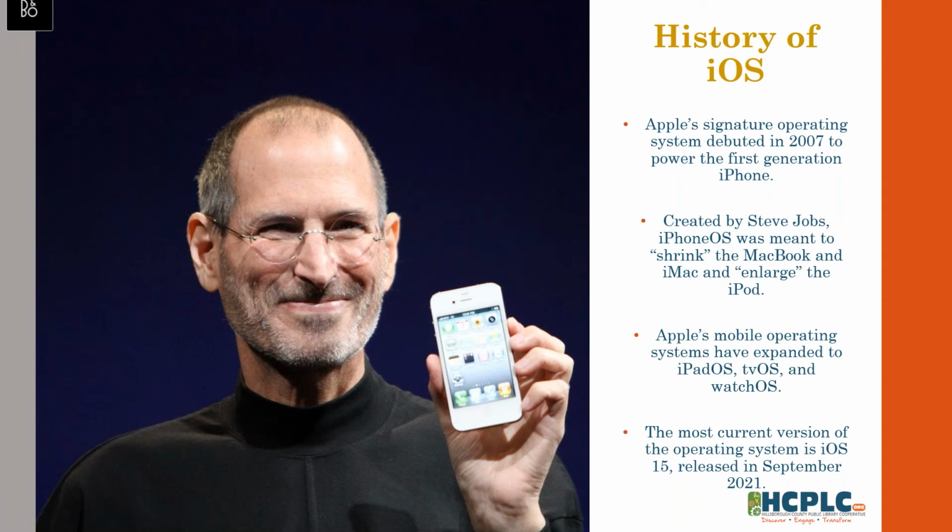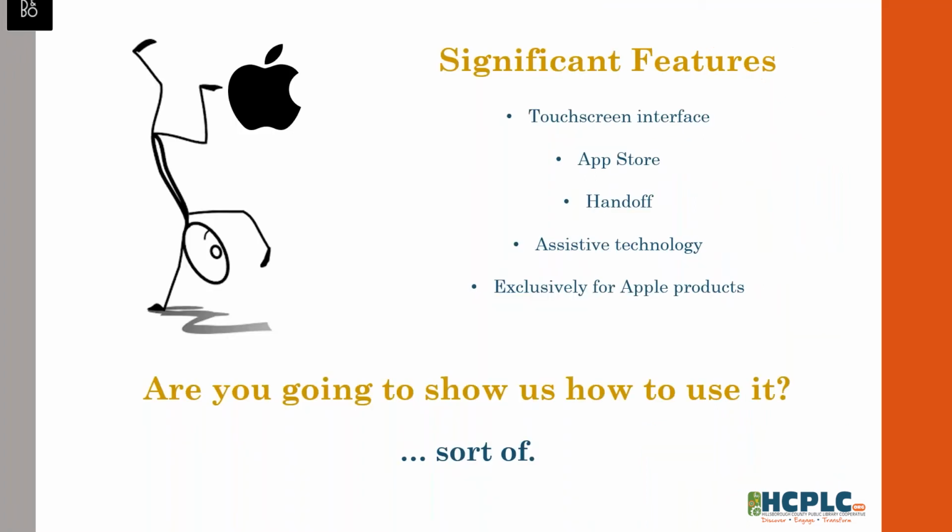Another cool fact about iOS is that it is the second most utilized mobile operating system in the world, after Android. And that's pretty significant considering that you can only use iOS on Apple devices, which we're going to talk about here in just a minute.